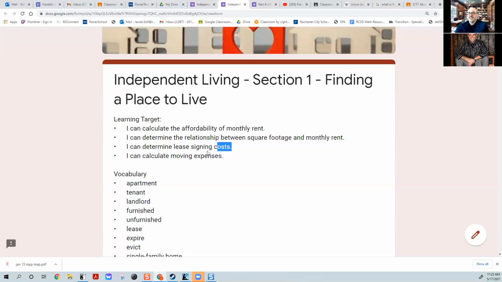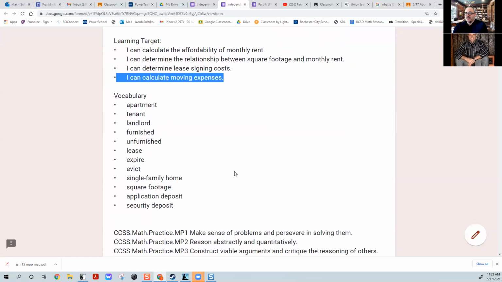I can determine lease signing costs, so all the different things that go into signing a lease and the kinds of costs that go into that. And I can calculate moving expenses. I'm going to actually try this. The calculating moving expenses target is really systems of equations practice. So it's kind of like a real life application for systems of equations.